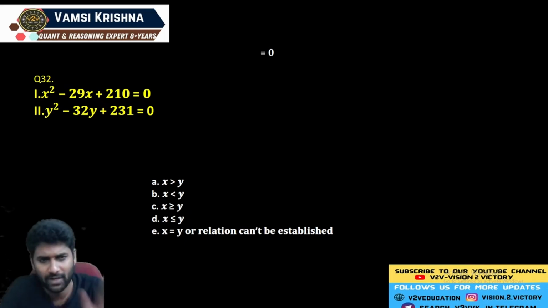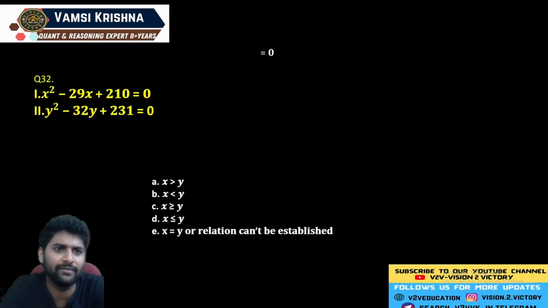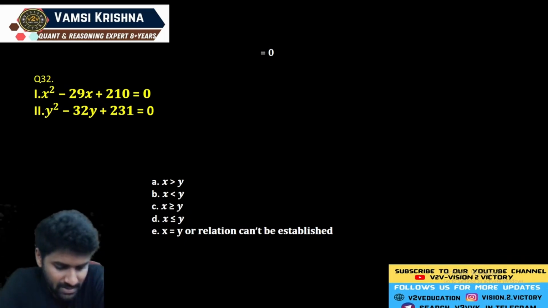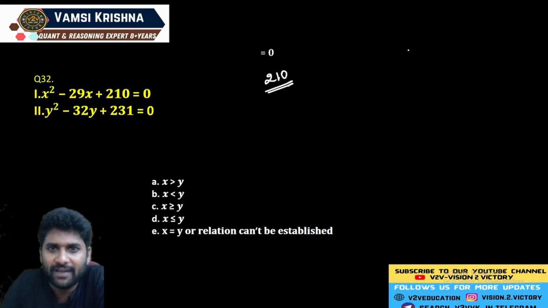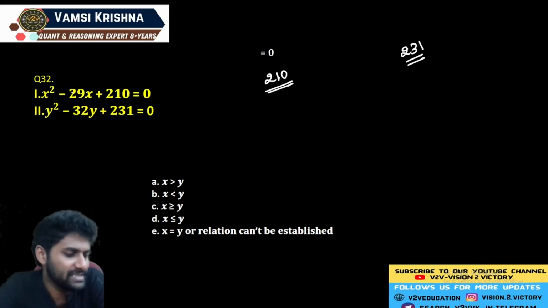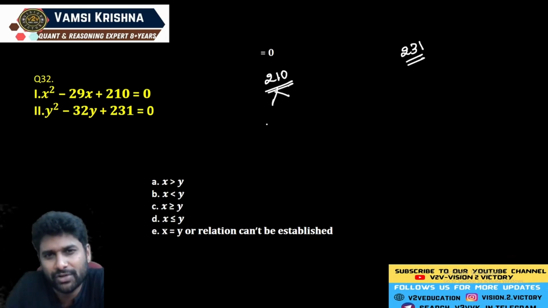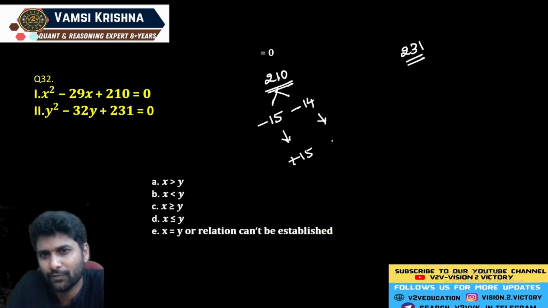Guys, in this section you can definitely expect minimum 3, maximum 5 questions from quadratic equations. See, find the factors for 210. Find the factors for 231. So that must equate to the central value, the B value. So for 210, that's easy: minus 15 multiplied with minus 14. Final factors are plus 15 and plus 14.